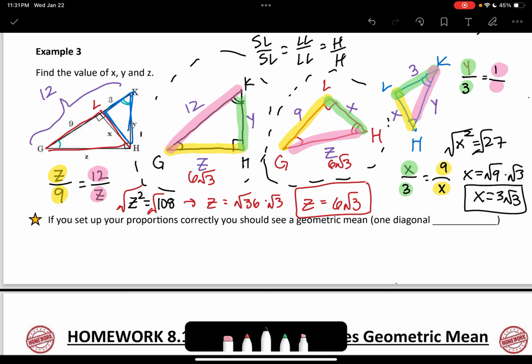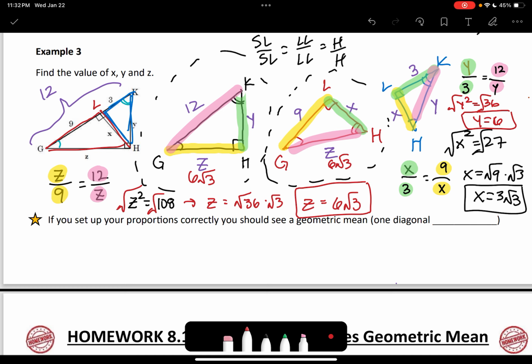So pink over pink here would be 12 over y. We got those repeated diagonals, we're good. So moving forward, we get y squared is equal to 3 times 12 is 36. Well, if I square root that, we get y is equal to 6. And so there we have it. We got our values for x, y, and z, right? These problems, they do take a bit of time to do just because you're having to basically set up 3 different proportions and solve for 3 different variables, but the idea remains the same, right?